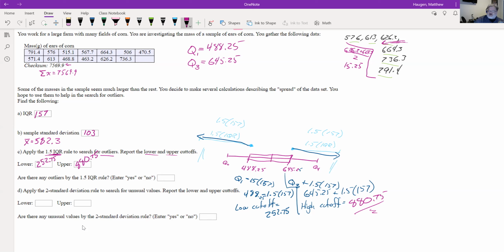So if we looked at our ordered list, the highest on our ordered list was the 791. So there is nothing bigger than the 880. So there's no upper outliers. The lowest thing on our list was 400 and something. It was one of the 400s anyway. It was nothing less than 250. So by that rule, are there any outliers? Nope. No, sir.